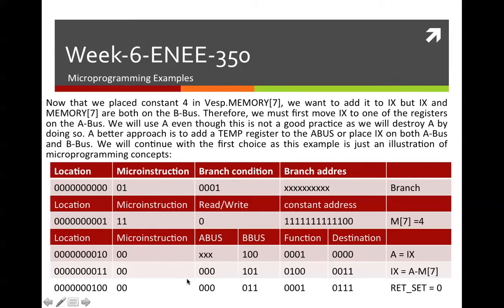The next thing that we do is to actually perform the subtraction, which we do here. Again, we pick A and M7, the memory 7, onto the A bus and B bus respectively. And then we perform a subtraction, and then we just return that to IX. These codes here that I've entered are all found in the 2 tables that I'm going to describe later in the slides in the presentation. But we also talked about this in class on Wednesday.